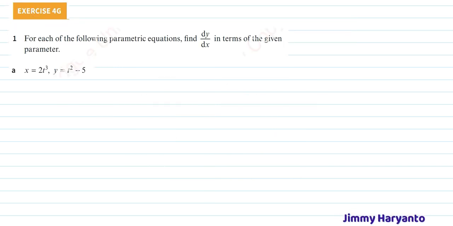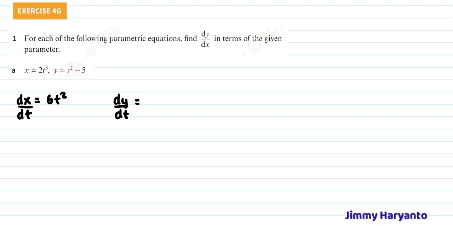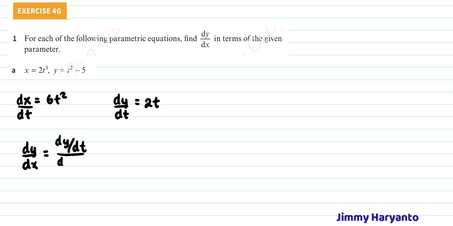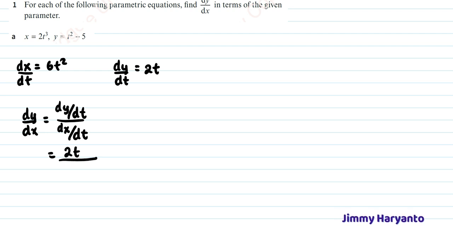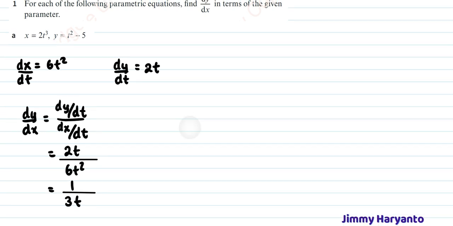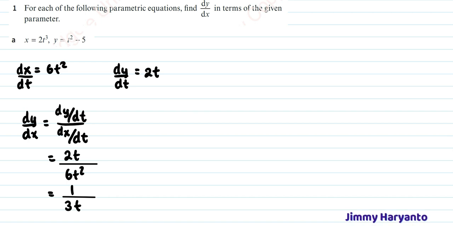The next is 4g. For question 4g, we have x equals 2t cubed. That means dx over dt equals 6t squared. And then the dy over dt equals 2t. And that also means dy over dx equals dy over dt divided by dx over dt. That means dy over dt equals 2t, dx over dt equals 6t squared. So overall you will have 1 over 3t. Okay, that is for question 1a.